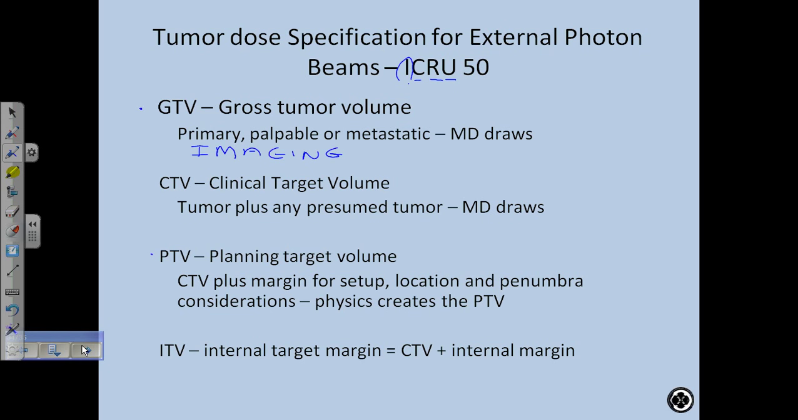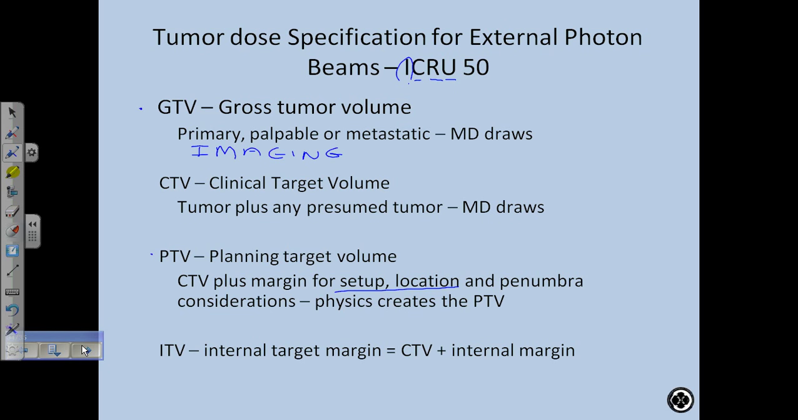So we need to add 1 cm to this. Because if we don't add that 1 cm, we're going to be missing some of the CTV. So we need to add that 1 cm to the CTV for setup uncertainty. And that's this one. Okay, for setup and location. And then penumbra considerations, that's something else.